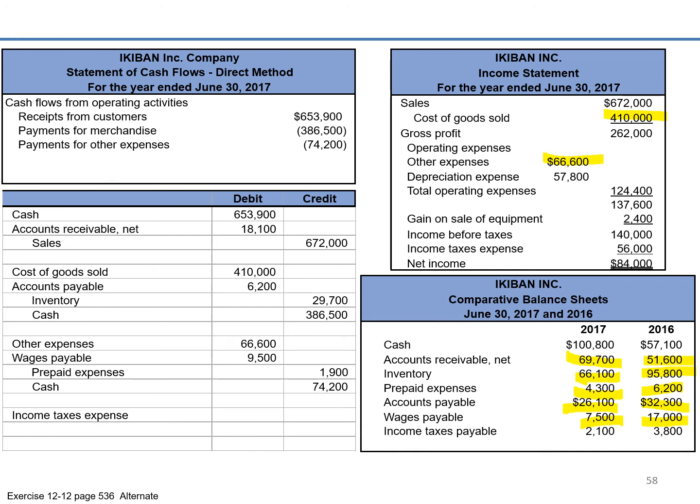All right, then we have our income taxes. So our income taxes are $56,000. We have a reduction in our income tax payable account of $1,700, which must mean that we've paid cash of $57,700 for income taxes. So let's reduce that, $57,700. So we have net cash provided by operating activities of $135,500.